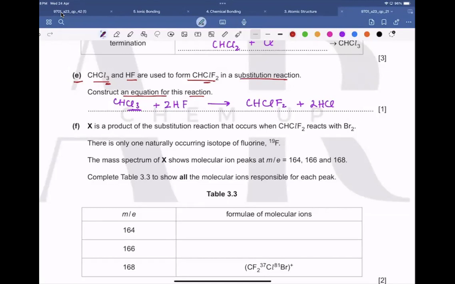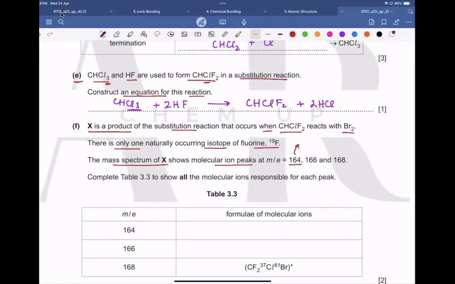Now, part F. X is a product of the substitution reaction that occurs when CHClF2 reacts with Br2. There is only one naturally occurring isotope of fluorine. Okay, that is F19. The mass spectrum of X shows a molecular ion peak at m/e 164. So it means that is the M plus peak.